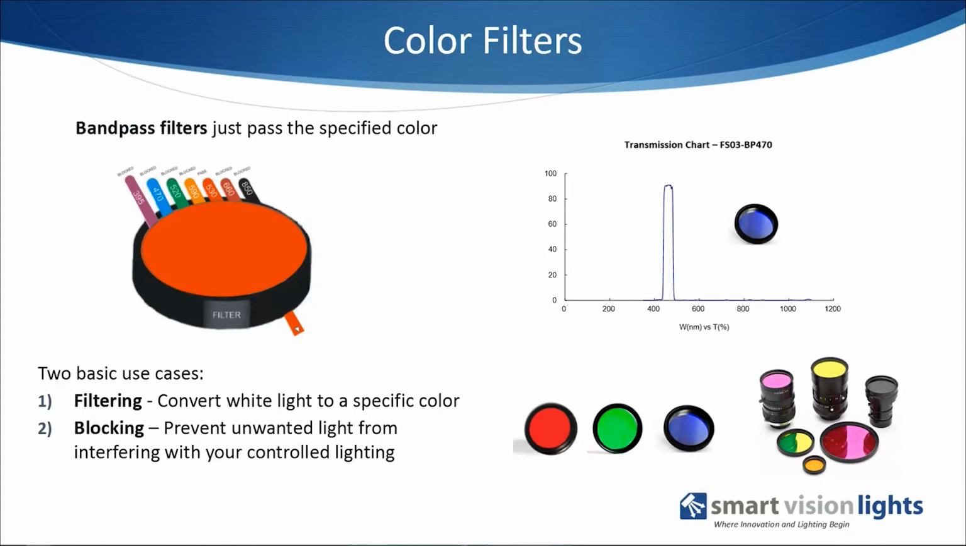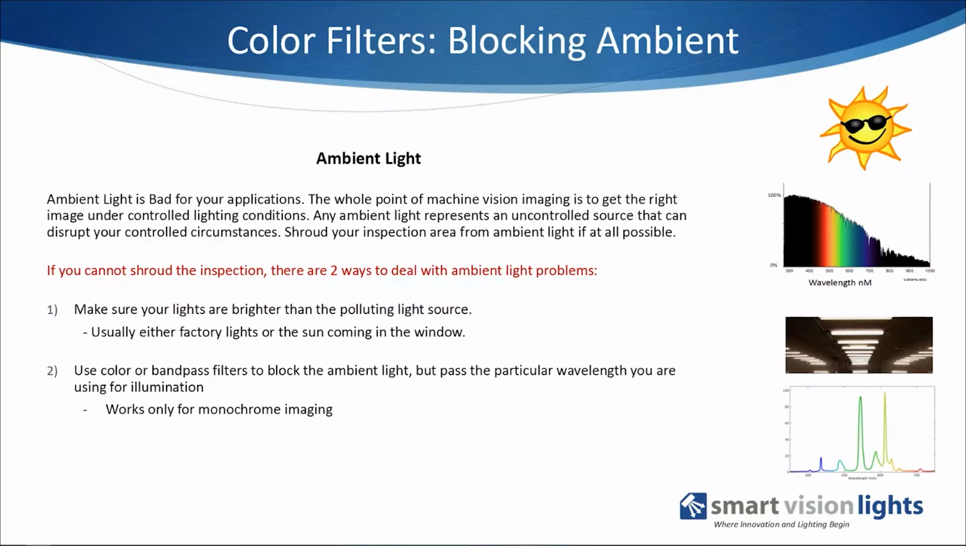There are 2 basic use cases for using colored filters. The first is filtering to convert white light to a specific color. And the second is for blocking, which is preventing unwanted light from interfering with the controlled lighting you're using for your machine vision inspection. First, we're going to talk about blocking ambient light.